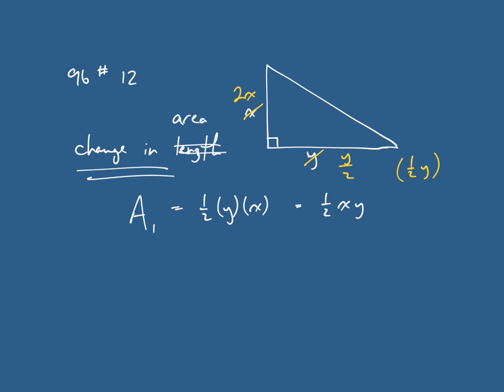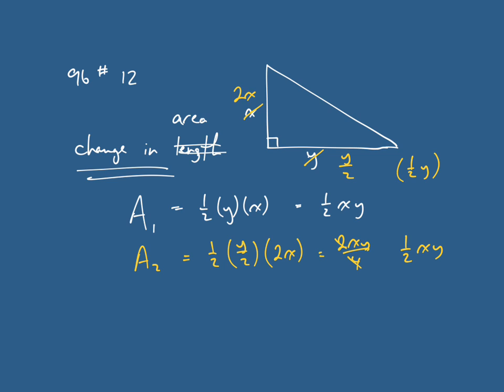And so our new area is going to be 1/2 times the base times the height, and 1/2 times y over 2, that's going to all together equal 2xy over 4. That's just multiplying fractions. These two things cancel out, and we have 1/2 xy.